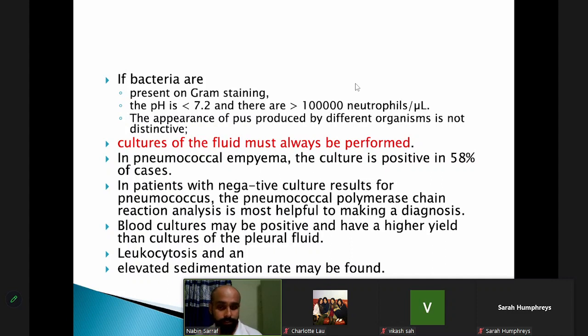And the blood culture may be positive and have a higher yield than culture of the pleural fluid. And we can also see leukocytosis, and an elevated sedimentation rate may also be found.